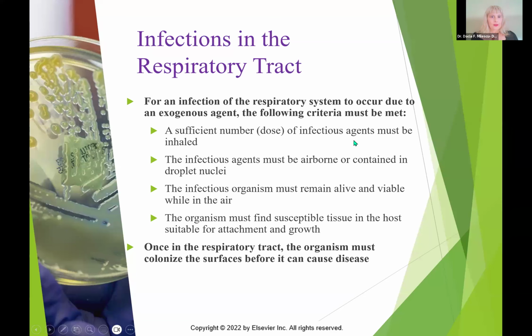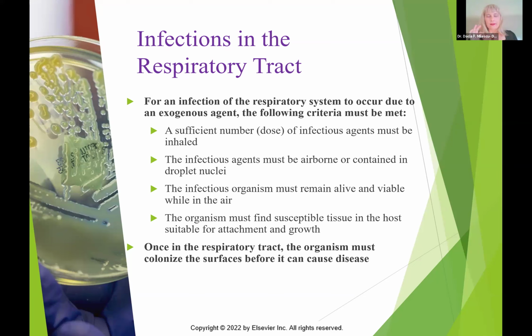Here we go. So the infections in the respiratory tract are very common. This is one of the most common types of infections. They occur from any type of agent. It could be viral, it could be bacterial. It can even be other organisms such as fungal, getting candida, for example.